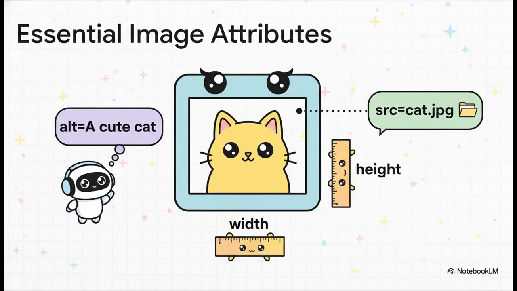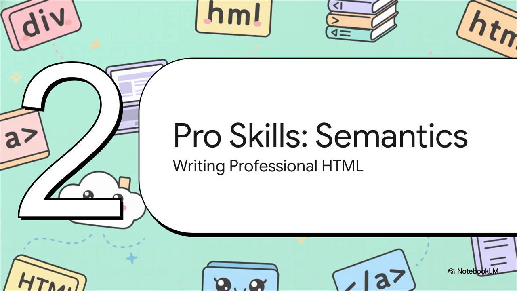This is the perfect example. For an image, the source attribute is non-negotiable. It's the source, telling the browser where to find the picture. Then you've got alt text, which is absolutely crucial. It describes the image for people using screen readers. And of course, width and height do exactly what you think. They control the size.